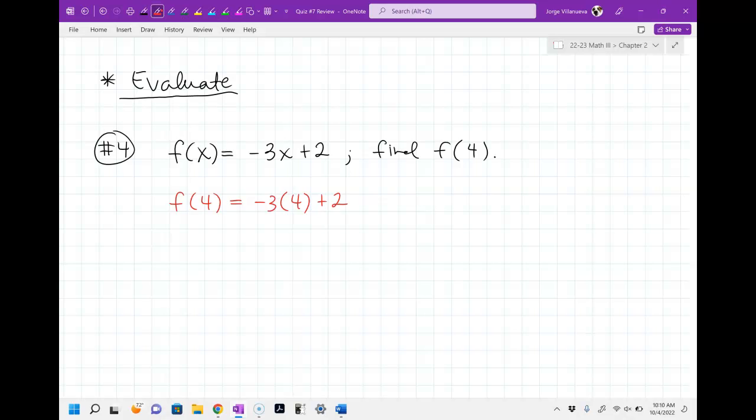Notice I plugged in the 4 where the x is, right? From there, it's just calculator or by hand, however you want to do it. But negative 3 times 4 is negative 12. And negative 12 plus 2 is negative 10. And you're done.